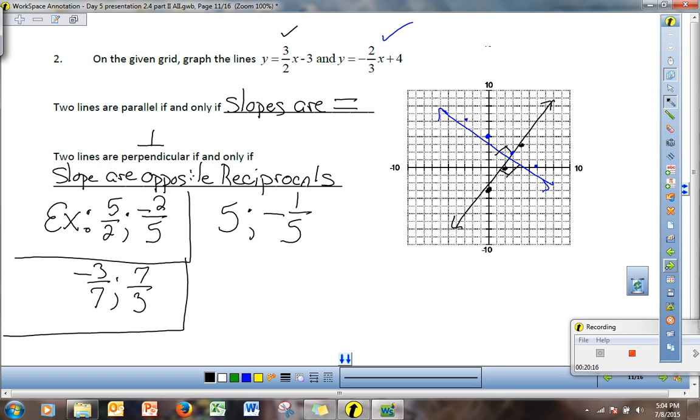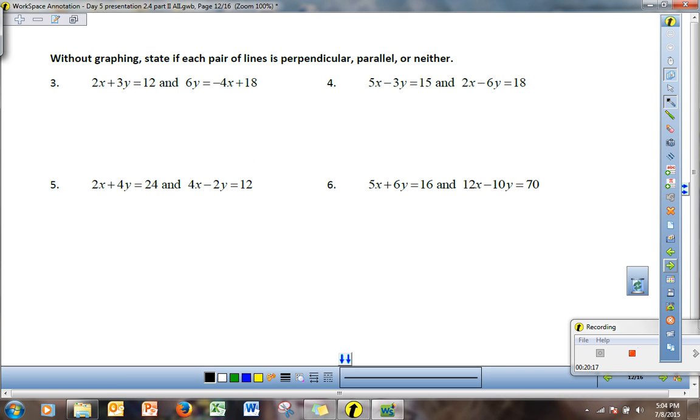So look over to your next example if you would. On number 3, 4, 5, and 6, without graphing, we want to decide if these things are parallel, perpendicular, or neither. Guys, the reason we don't want to graph, it just takes too dang long. So to tell if they're parallel, perpendicular, or neither, what we need to do is this. We need to put them in y equal mx plus b form. The reason we want to do that is then we know the slopes.